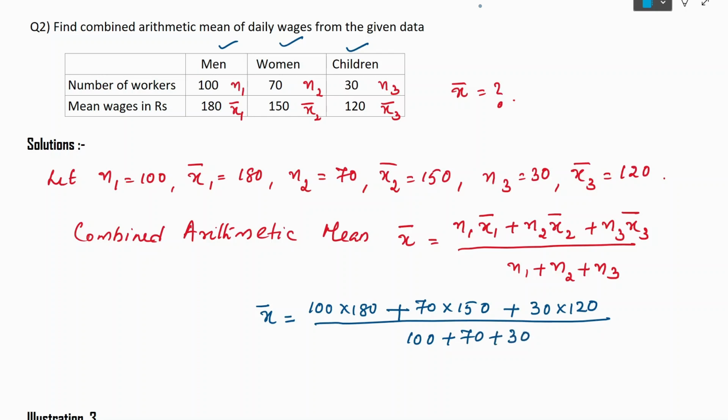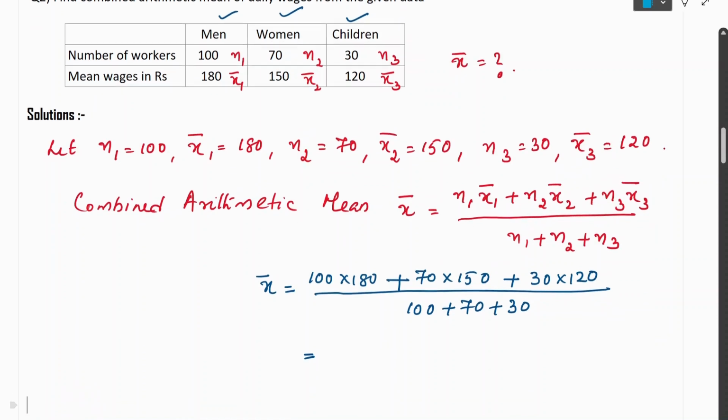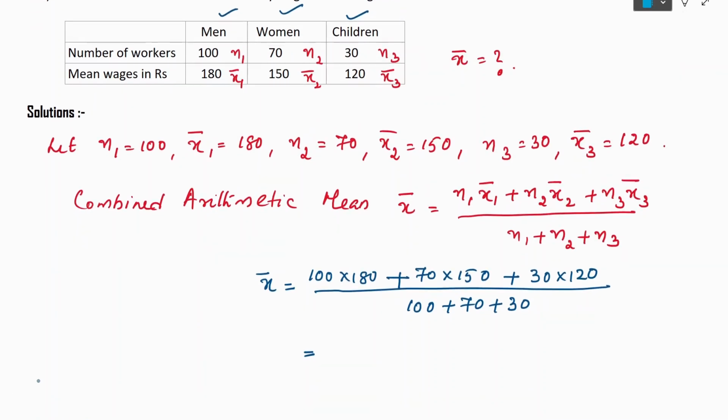30. What is the denominator? That is 200, right? Now see, you have to do the multiplication separately. That is better for the examination. Write it. What is the value? That is 18,000 plus 10,500 plus next is 3,600 whole divided by 200.